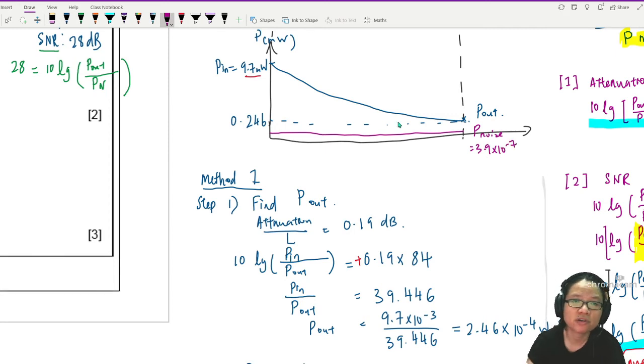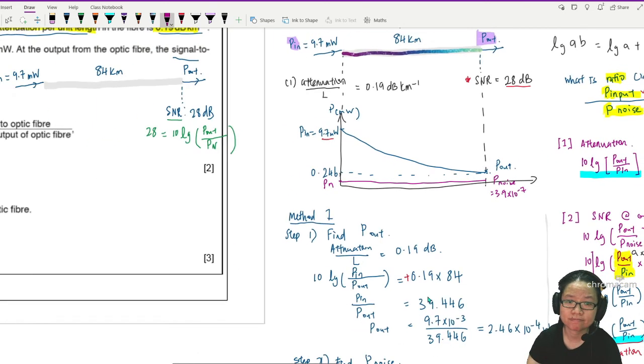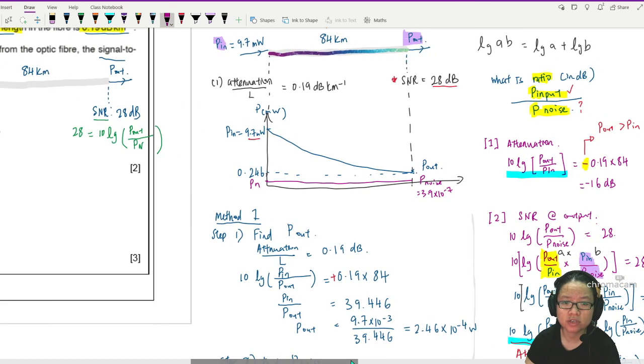So there are a few ratios. The first ratio, attenuation per unit length, is 10 log P in and P out. The second ratio is P in to noise, PN. The third ratio is output to noise. Because they have the same noise, that's why we can do the chain rule to cancel it out. Hopefully that is clear.